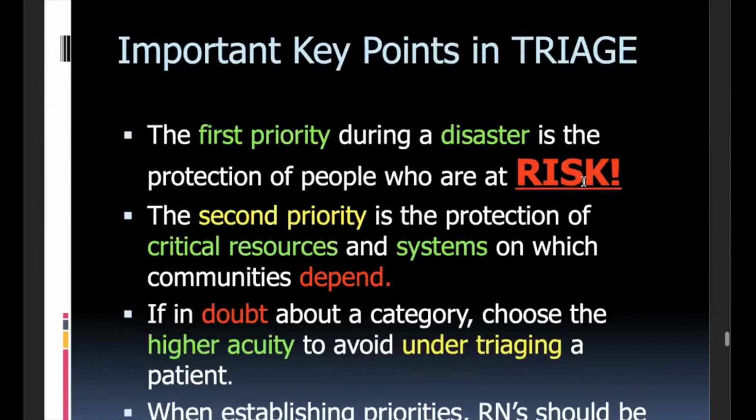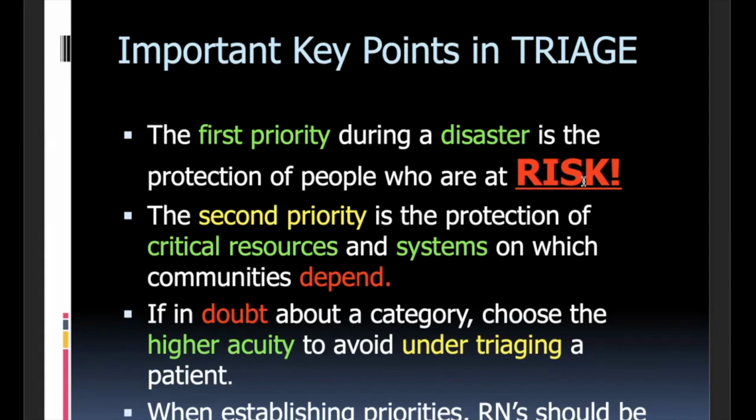Okay, now let's move on here. Important key points in triage. The first priority during disaster is the protection of people who are at risk. Okay, we've learned this one already at the beginning of the disaster nursing. The second priority is the protection of critical resources and systems on which communities depend. If in doubt about a category, choose the higher acuity to avoid under-triaging a patient.